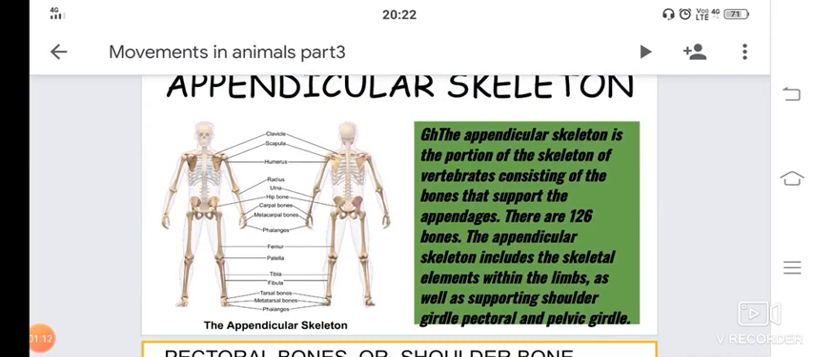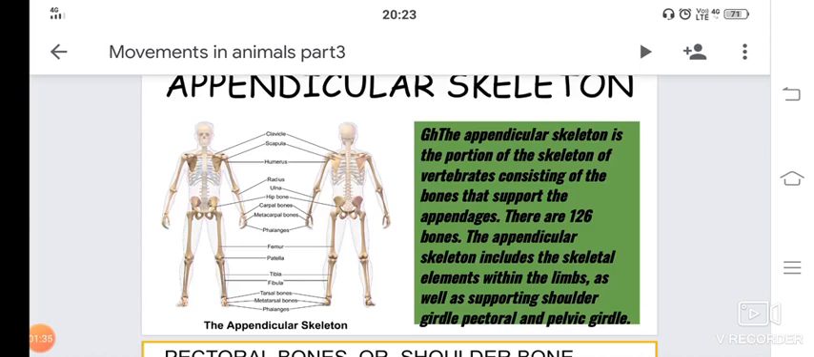This is the portion of the skeleton of a vertebrate. In a vertebrate, we have a backbone, consisting of bones and supporting the appendages. Appendages means the top of our body. There are 126 bones in the appendicular skeleton.